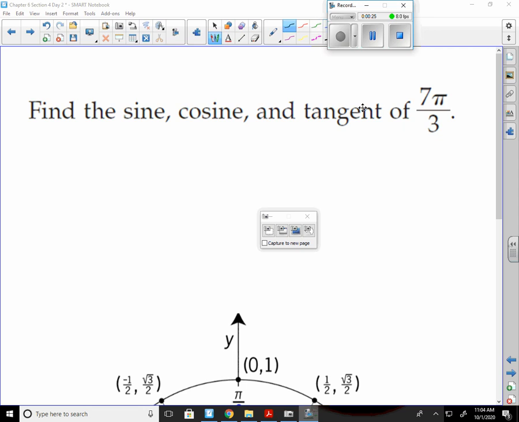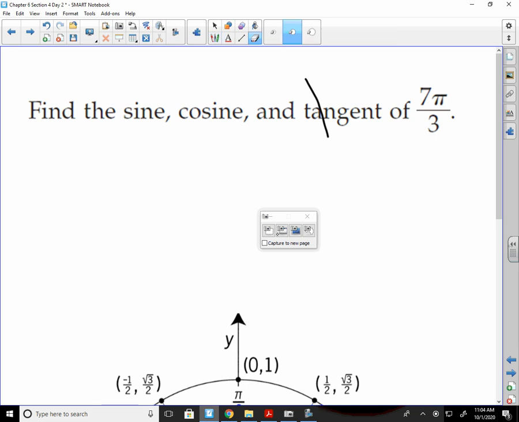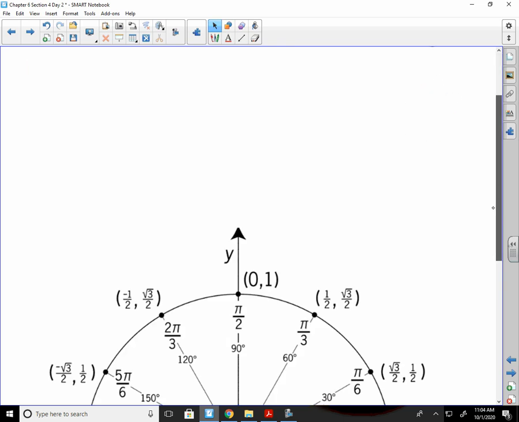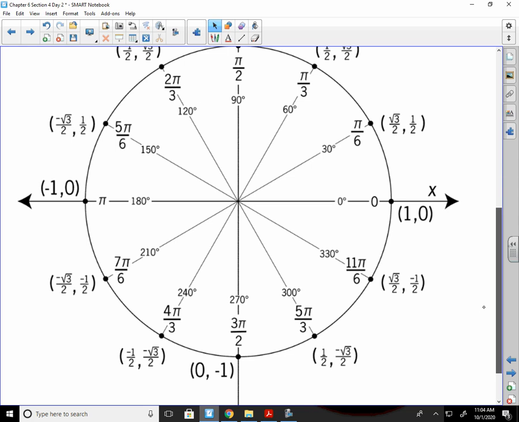This is just the next progression in our notes. The first thing we need to think about is what 7 pi over 3 is. 7 pi over 3 is not on our unit circle. As a matter of fact, we have 5 pi over 3 here. That would be nice. So it tells us that it goes even further than this.